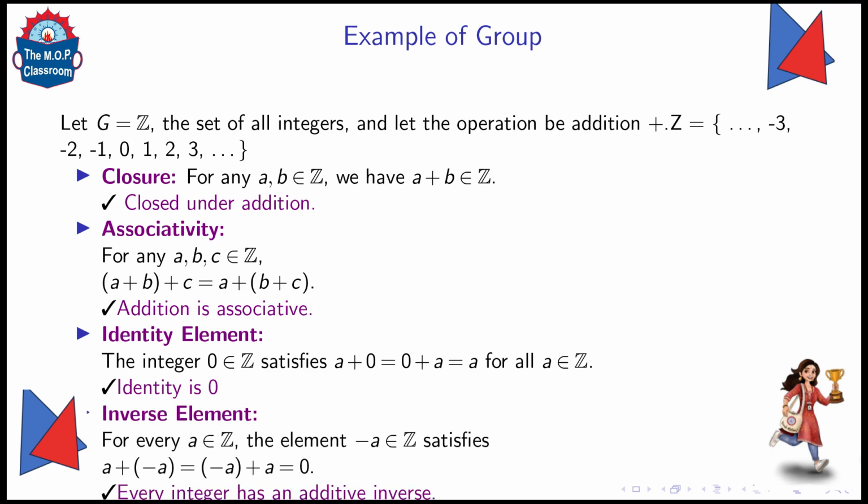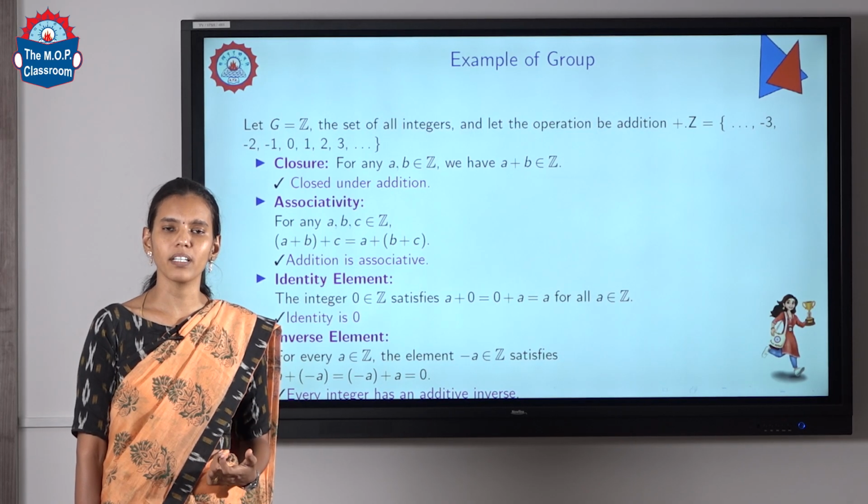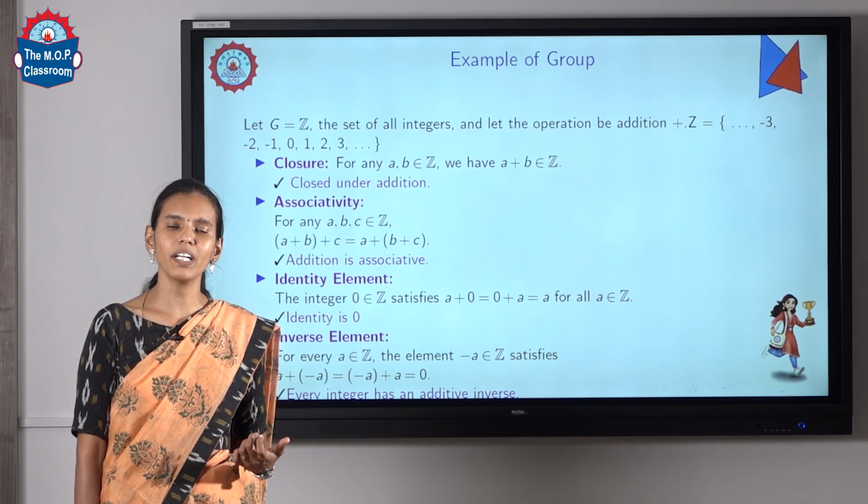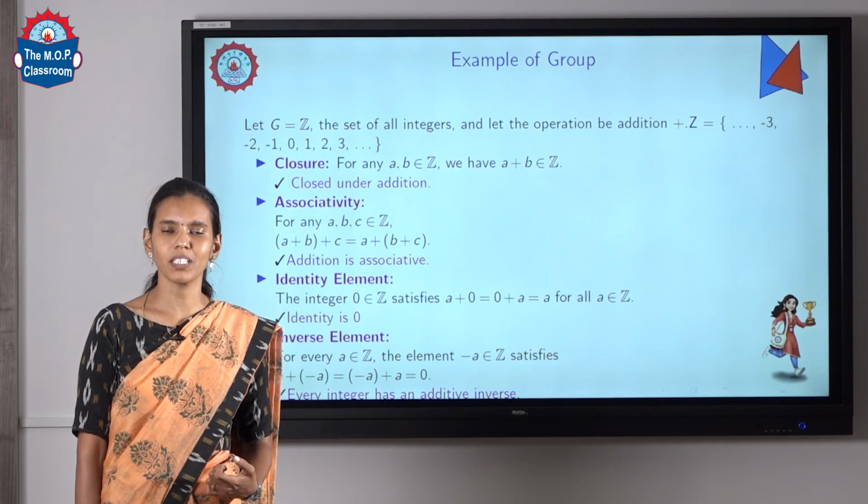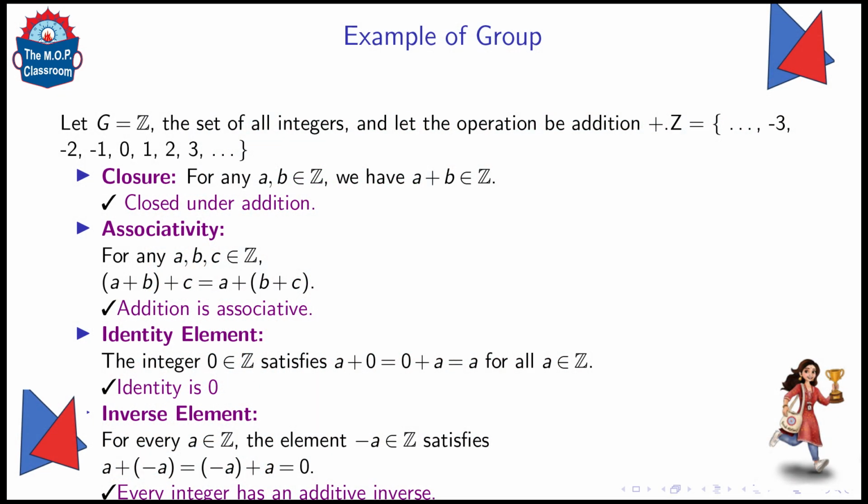The next one is inverse. In addition, the inverse of an element is going to be the negative of the element. If we take 1, the inverse of 1 will be negative 1. So 1 plus negative 1 will be 0. 0 is nothing but the identity element. Hence, the set of all integers under the binary operation addition will form a group.